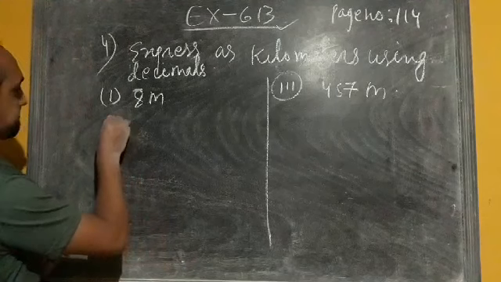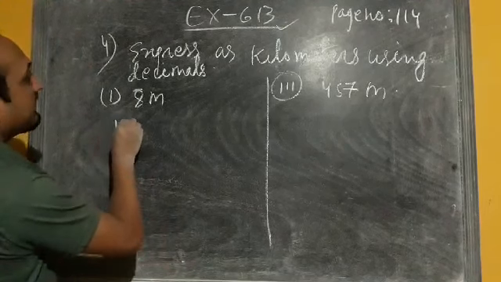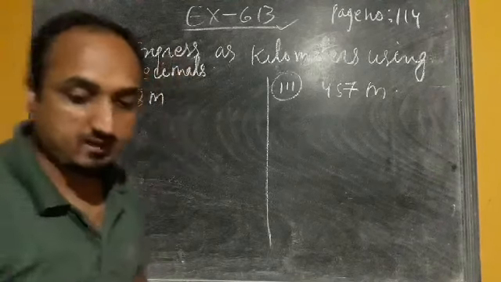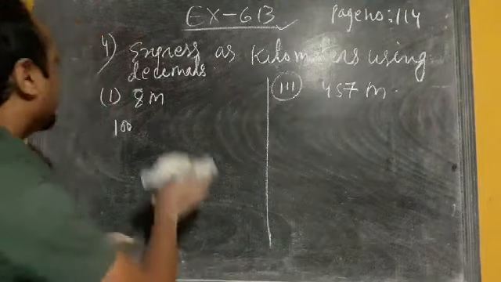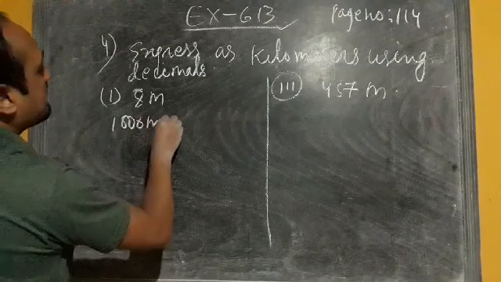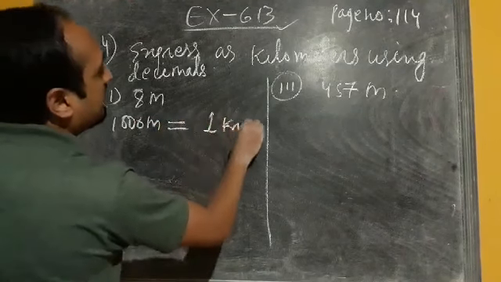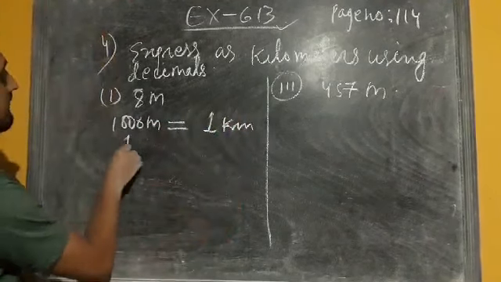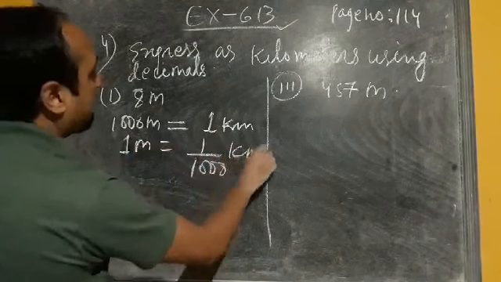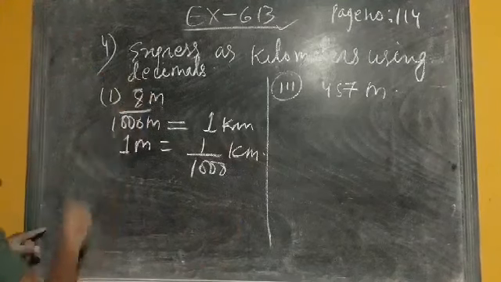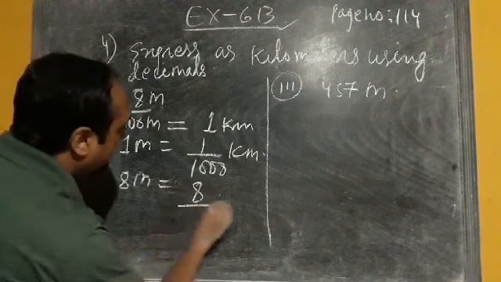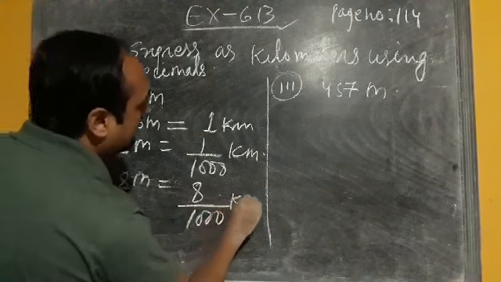Now we know that we have to convert this into kilometers. 1000 meters equals 1 kilometer. Now 1 meter equals 1 by 1000 kilometer. So we have 8 meters. Now 8 meters equals 8 by 1000 kilometer.